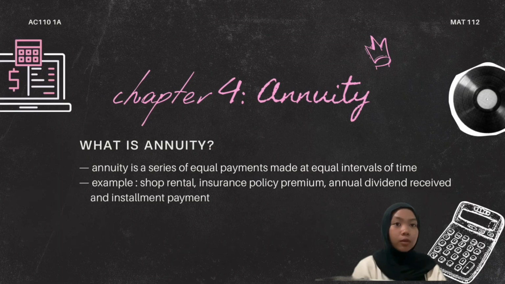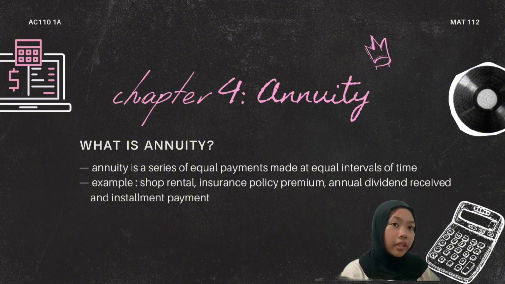Now we proceed to annuity. What is an annuity? An annuity is a series of equal payments made at equal intervals of time. We can see many examples of annuity such as shop rental, insurance policy premium, annual dividend received, and installment.